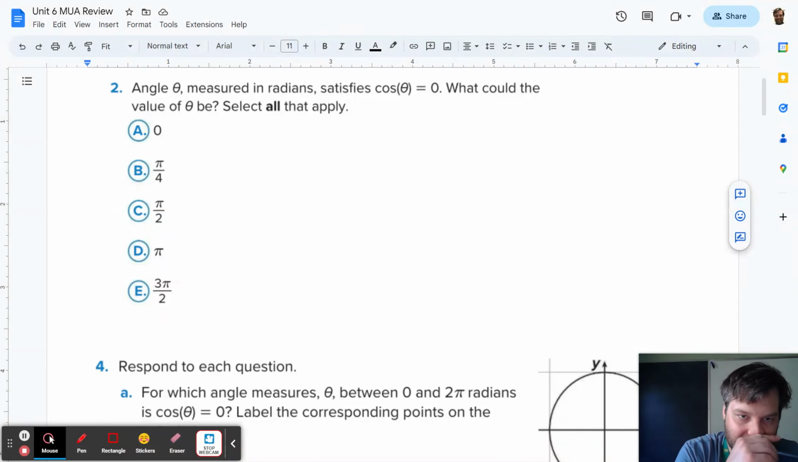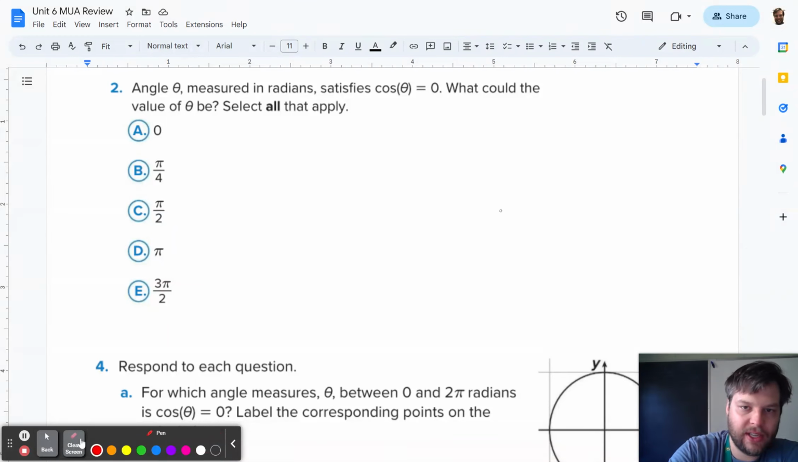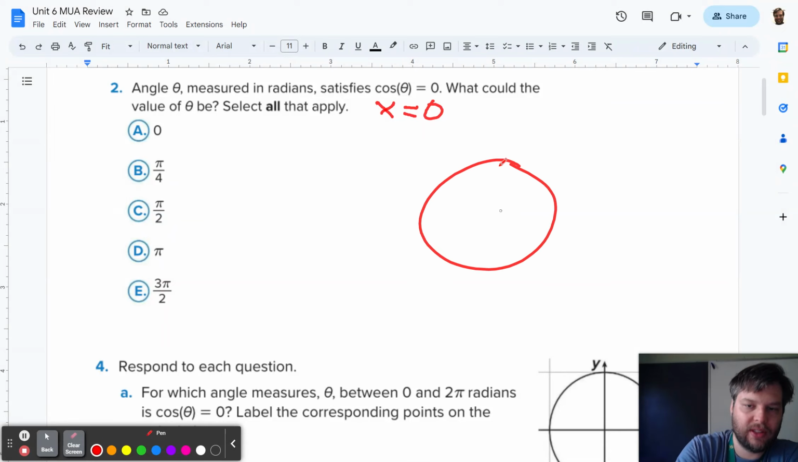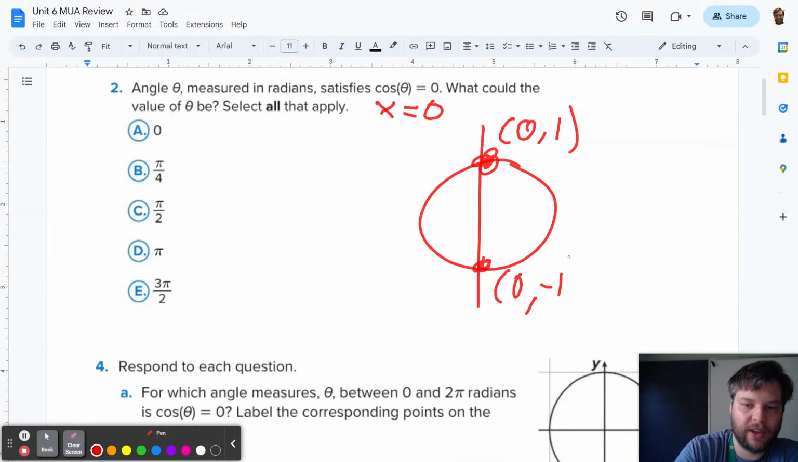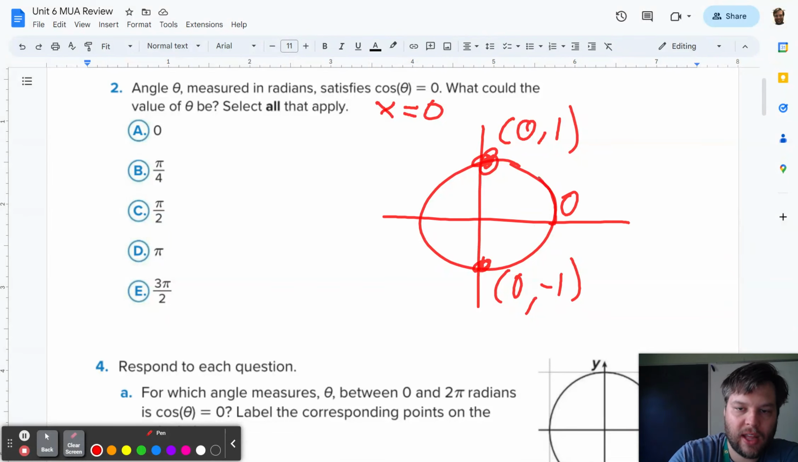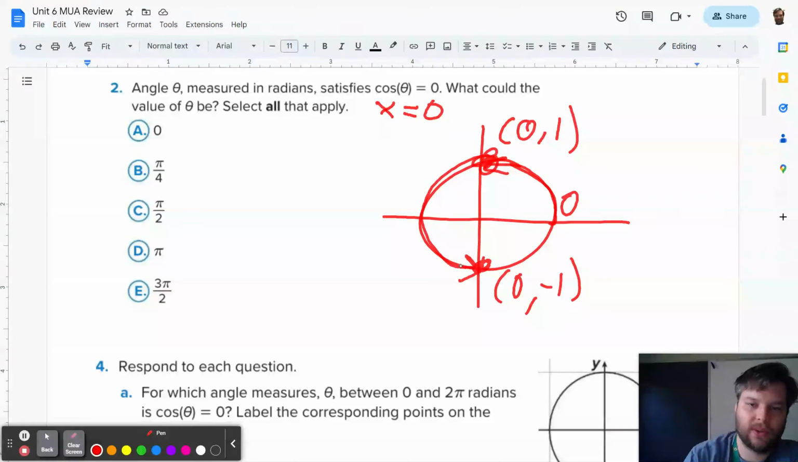So angle theta satisfies cosine of theta equals 0. That means that the x-coordinate is equal to 0. So if I think about the unit circle, I'm either up here or down here. So I'm either at 0 comma 1 or 0 comma negative 1. And so that would mean that if this is 0, I'm either a quarter circle or 3/4 of a circle. Okay? Half a circle is pi, so a quarter circle is pi over 2.